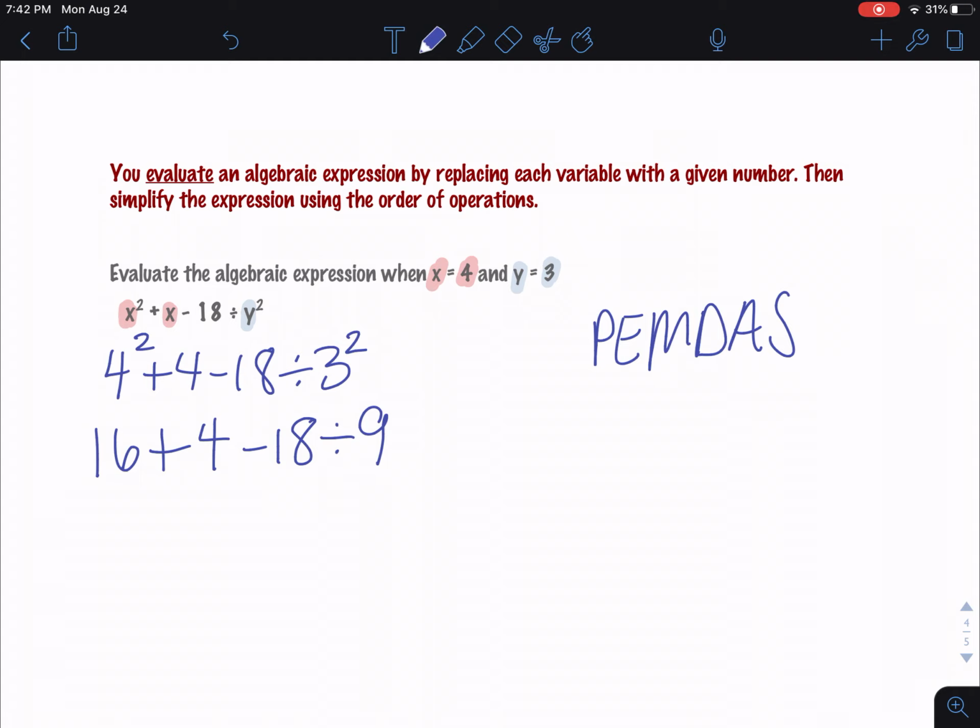Then as I move on to multiplication and division, I have one piece of division within this expression, which is 18 divided by 9, or 2. And then since I have only addition and subtraction left, I can do them left to right, all in the same step. So 16 plus 4 is 20, minus 2 is 18.